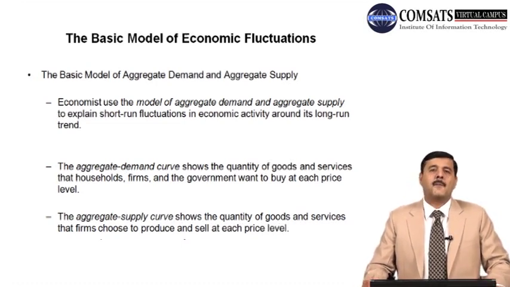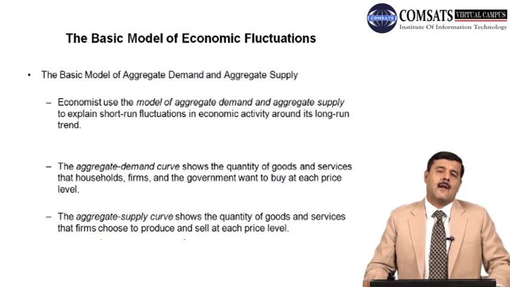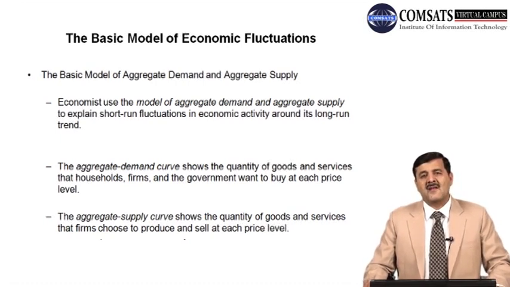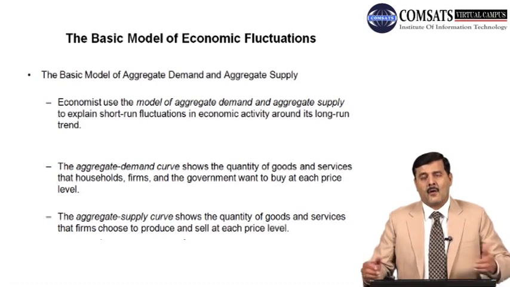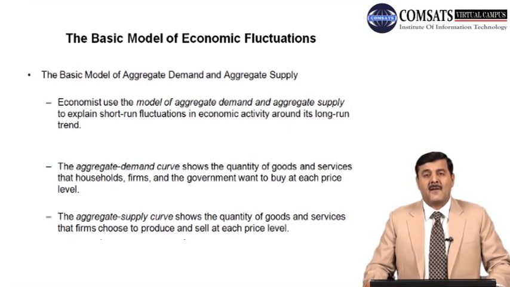So this is how we can compare the individual demand and supply with the aggregate demand and aggregate supply in the economy. So here we use this concept of aggregate demand and aggregate supply, and through a model we'll try to explain the short-run fluctuation in the economy with the help of this concept of aggregate demand and aggregate supply.